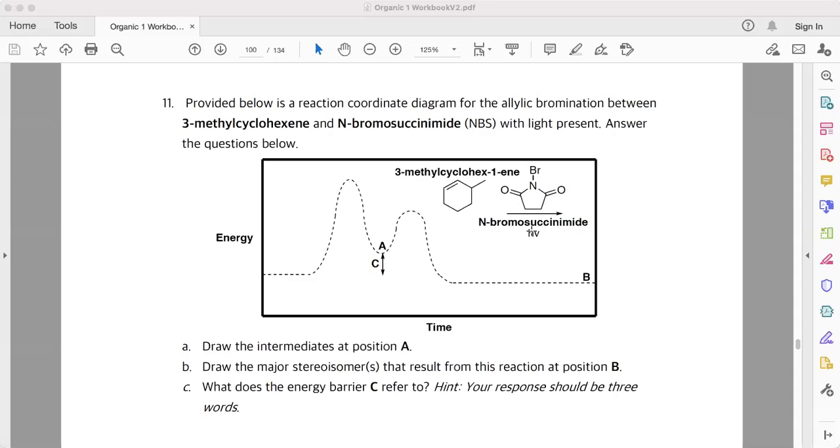And then C asks, what does the energy barrier C refer to? So what does it mean when you are basically trying to form a radical from an already existent bond? Remember, we are cleaving this homolytically.